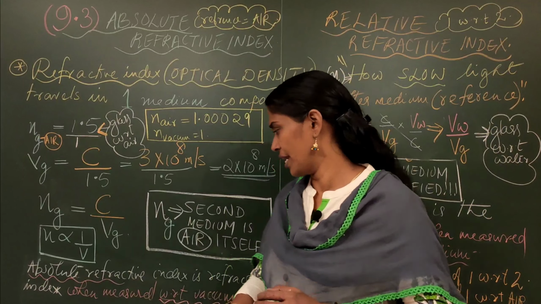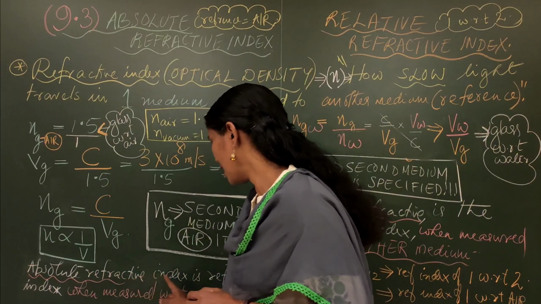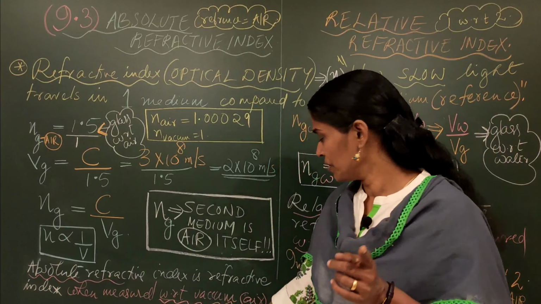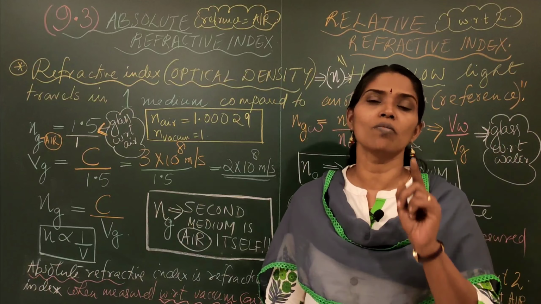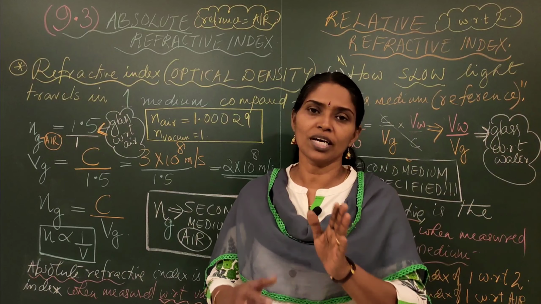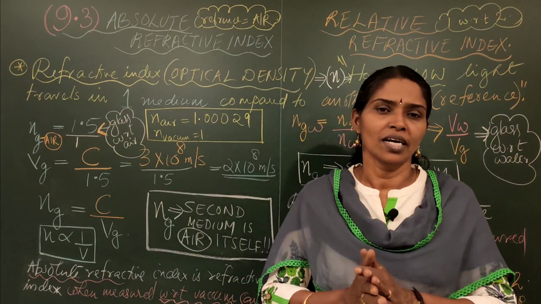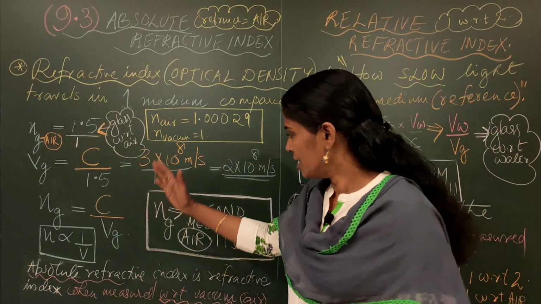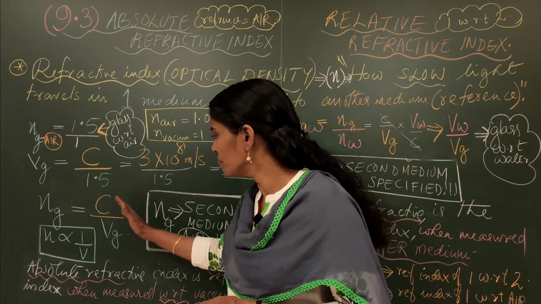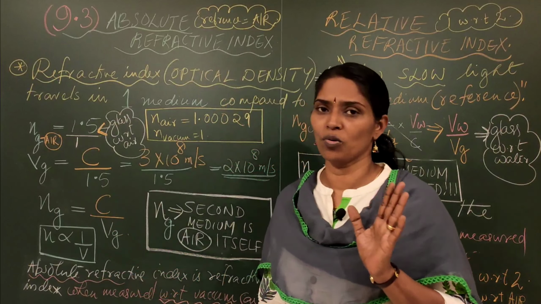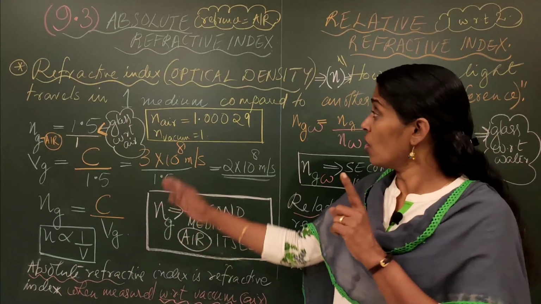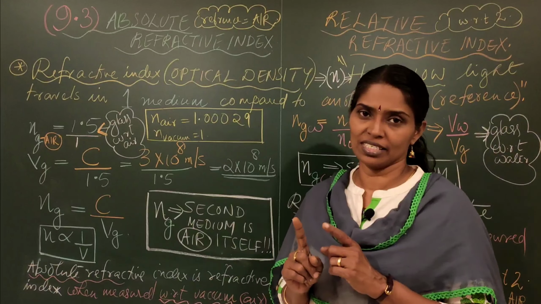Clear? Okay. So absolute refractive index is the refractive index when measured with respect to vacuum or air. So the comparing medium is any medium compared to air or vacuum. Any medium compared with respect to air or vacuum, that is known as refractive index or absolute refractive index.